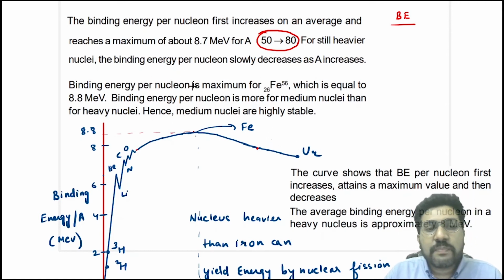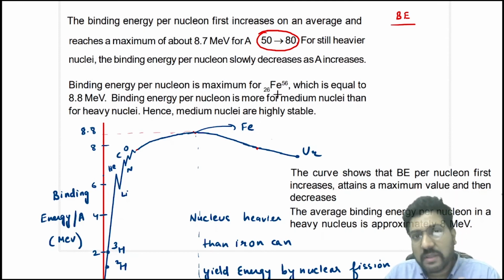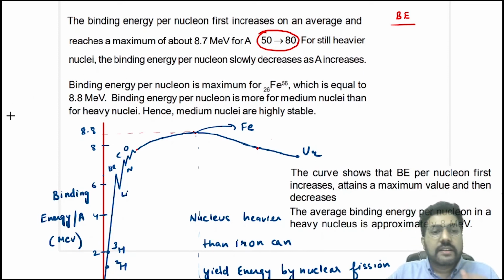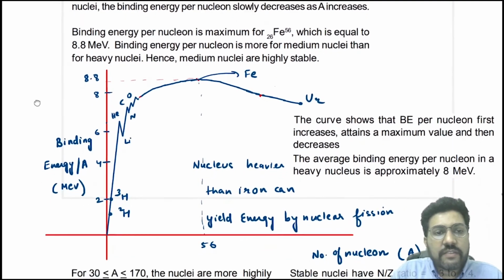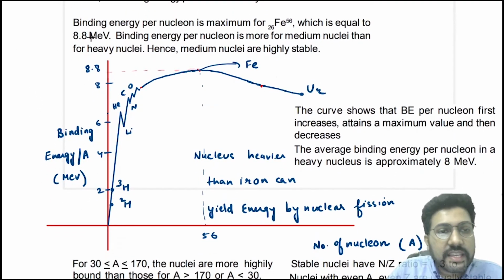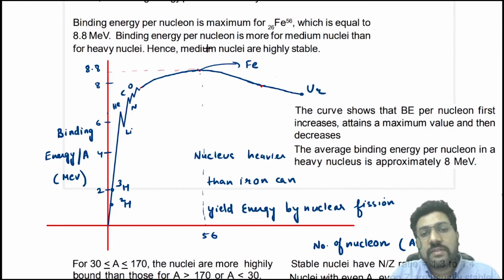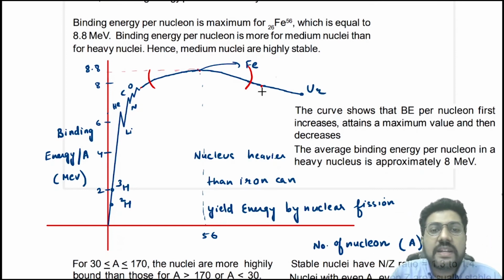The binding energy per nucleon is maximum for iron nucleus. So the iron nucleus is the most stable nucleus because the binding energy per nucleon is maximum, not the binding energy. Binding energy per nucleon is a measure of stability. Now the binding energy per nucleon for iron nucleus is 8.8 mega electron volt. The binding energy per nucleon is more for medium level nuclei than the smaller or the larger nuclei. The most stable nuclei are the medium level nuclei.